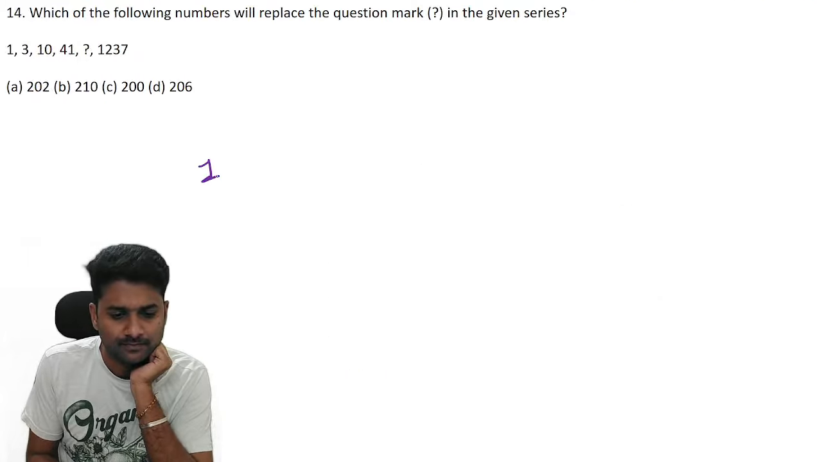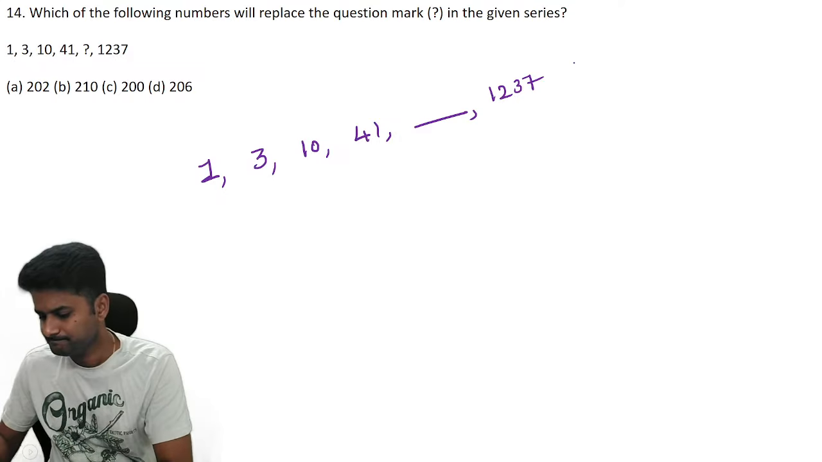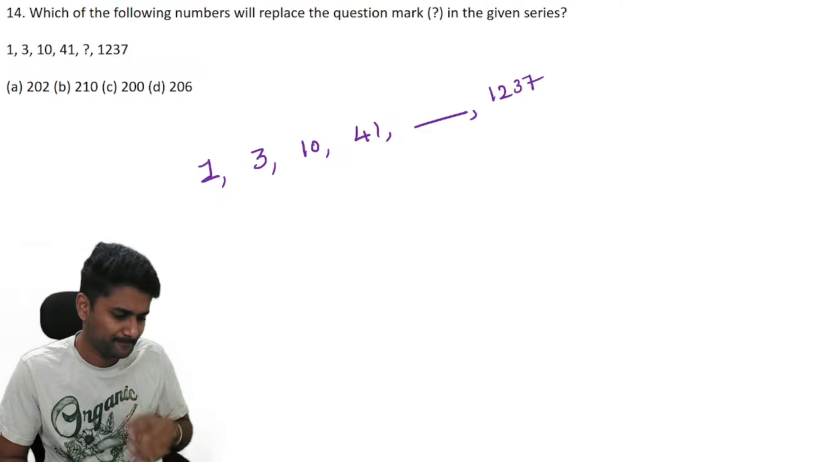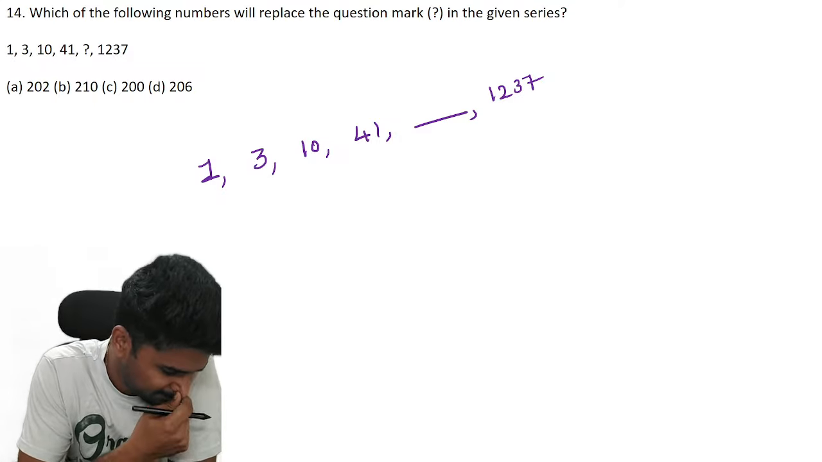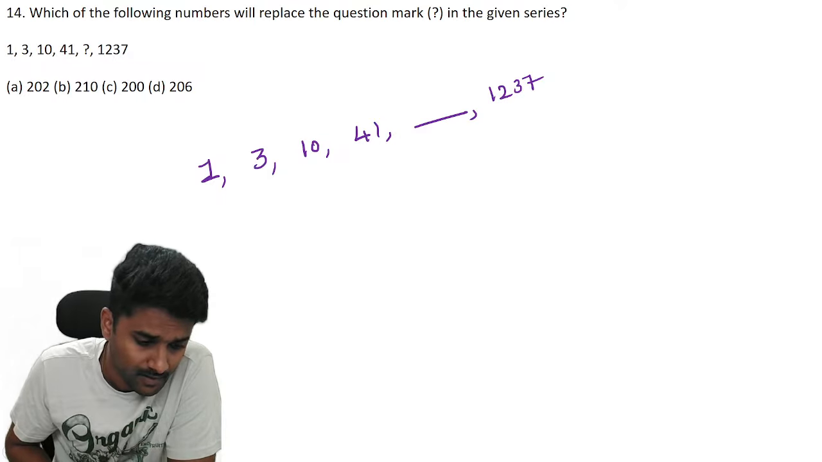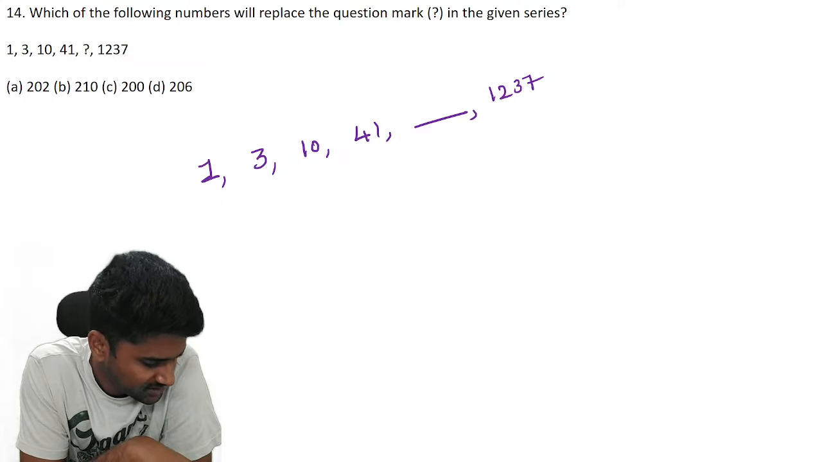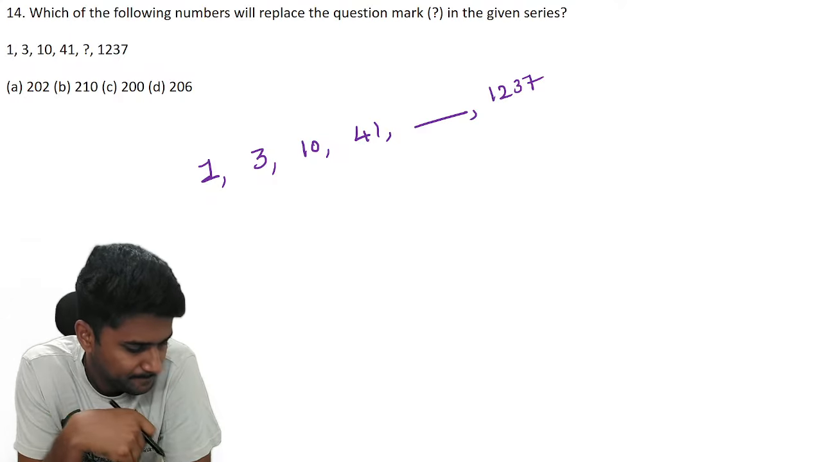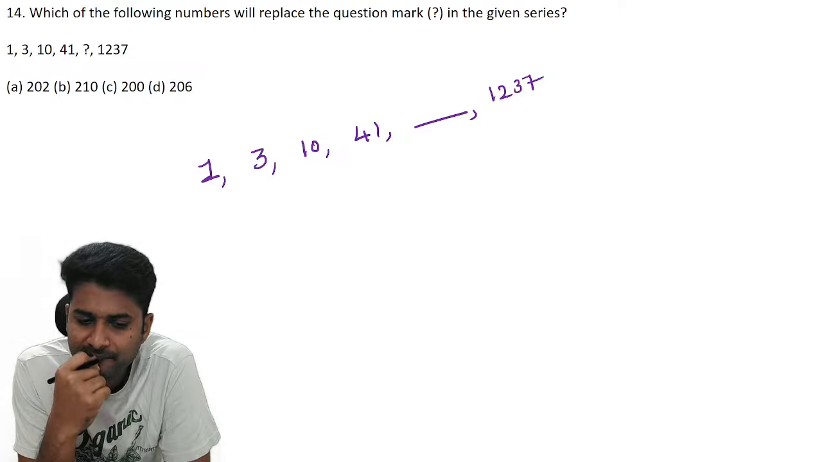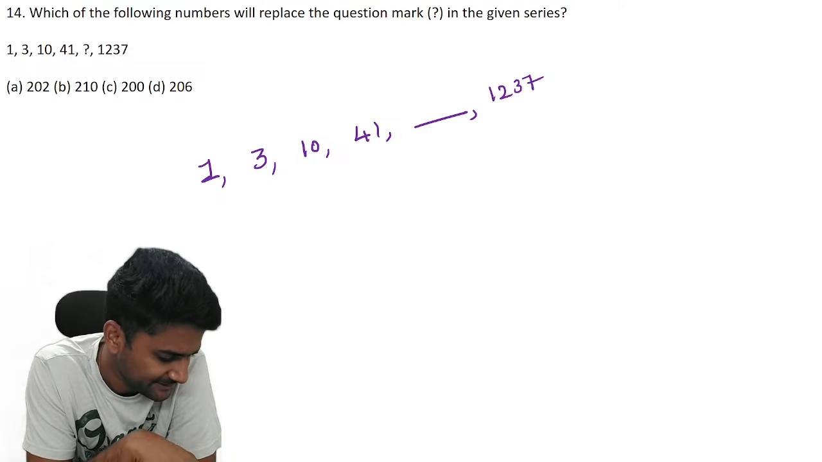Next. 1, 3, 10, 41. Find the next number according to the same logic. The last number is 1237. So try to find the answer. Number series, definitely you can expect one model. 1, 3, 10, 41. Follow the same logic: what can be the missing number after 41? And the last number is 1237.